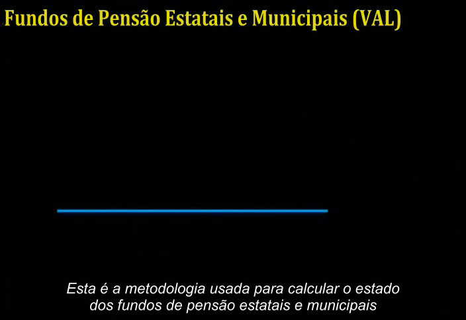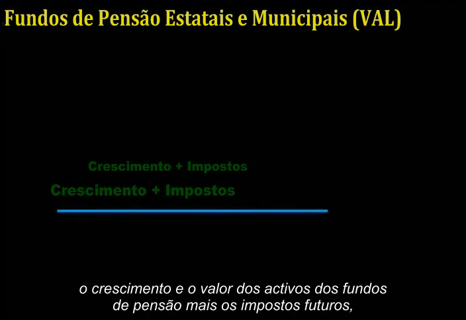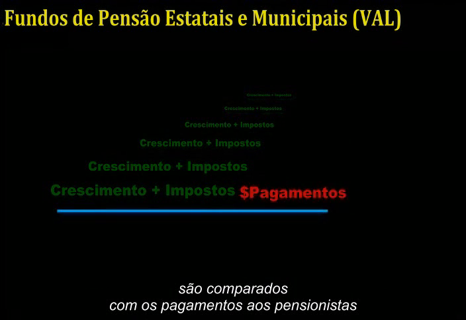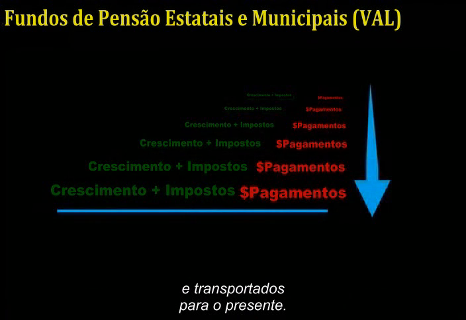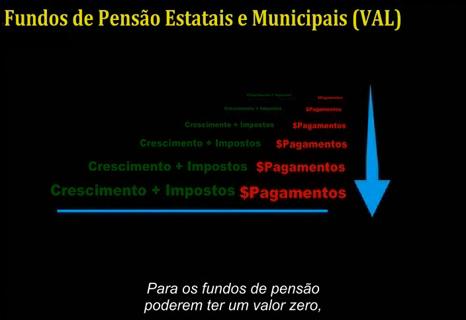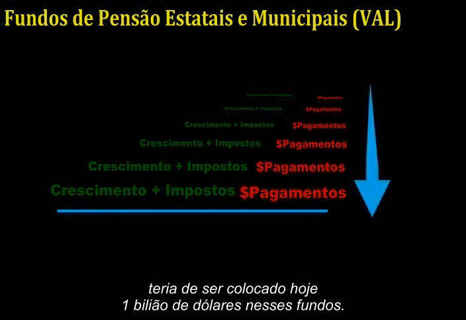This is the methodology used to calculate the status of state and municipal pension funds. Growth in the value of the pension fund assets, plus future taxes, are offset against cash outlays to pensioners and brought back to the present to indicate that in order for the pension funds to simply have a zero value, $1 trillion would, today, have to be placed into those funds.